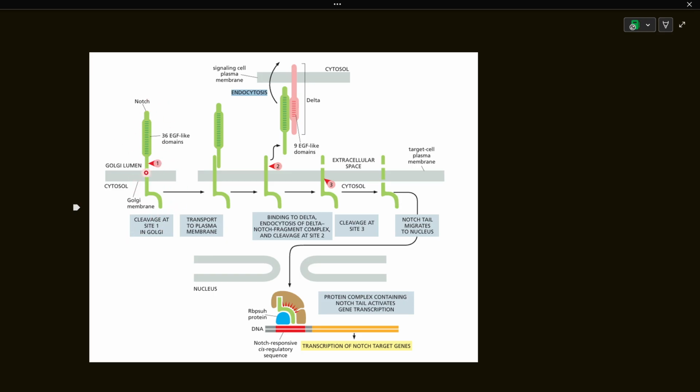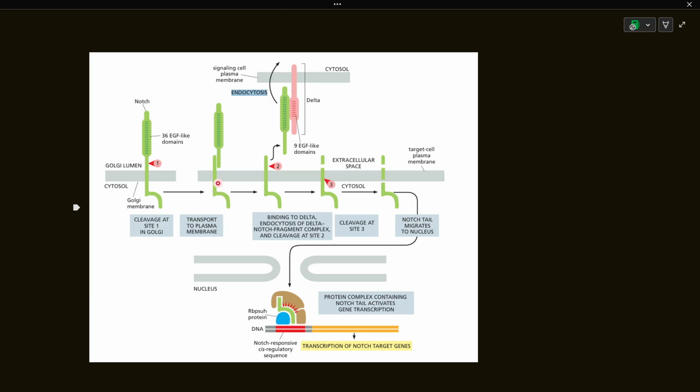Here the red arrowhead indicates the proteolytic site. A protease will come and cleave at this particular residue. Once it cleaves, it is going to form a heterodimer. Here you can clearly see it forming a heterodimer, and since the heterodimer is formed, it is a mature protein. From the Golgi lumen, it will be transported to the cell surface.